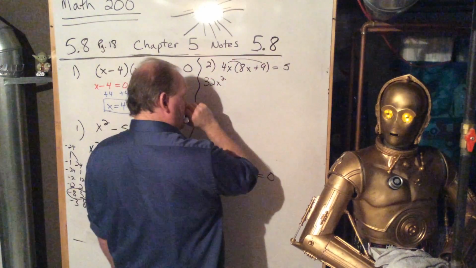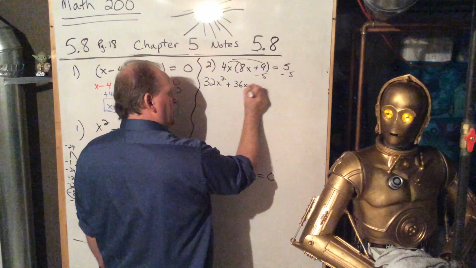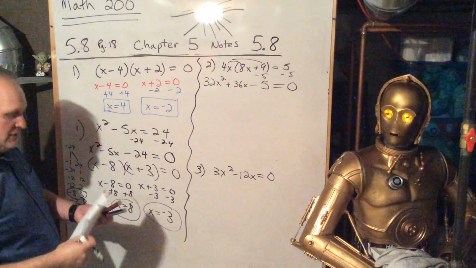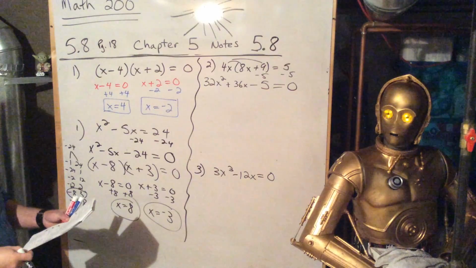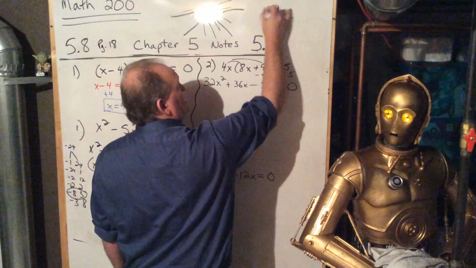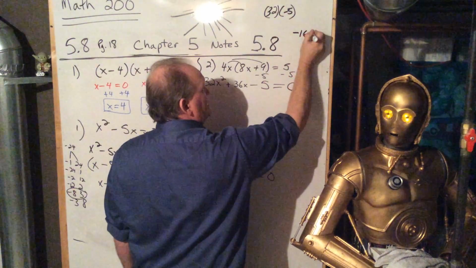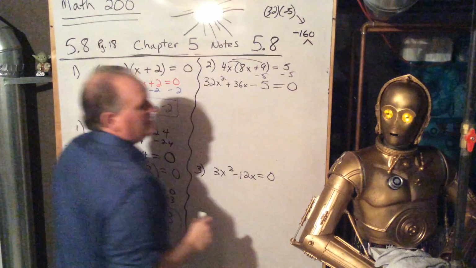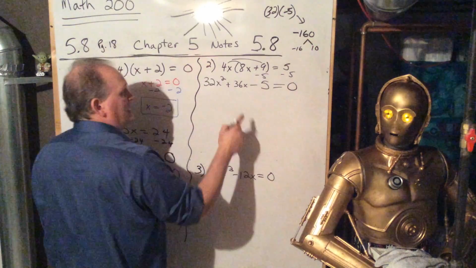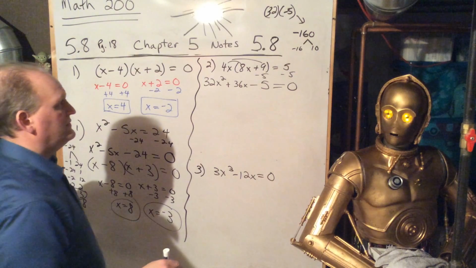32x squared plus 36x, and we'll move the 5 over, minus 5 equals 0. Ugh. So 32 times -5 to do the AC method, that's -160. And now we need things that multiply to 160, like 16 and 10. That won't do it. We need bigger numbers.